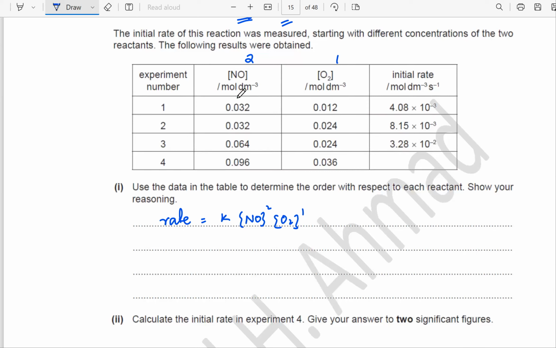तो उसके लिए क्या करोगे? You'll input the concentration of NO in this. You'll input the concentration of O2 in it. किसी experiment की values जो है ना, you're going to plug it in. You'll find K. Once you find K, मतलब इस तरह कर लेते हैं ना कि मुझे बताओ K क्या होगा? I'm going to try and figure out. The rate is 4.08 times 10 to the power minus 3. NO concentration is 0.032 and it's squared, and O2 is 0.012. This is what is the value for K?